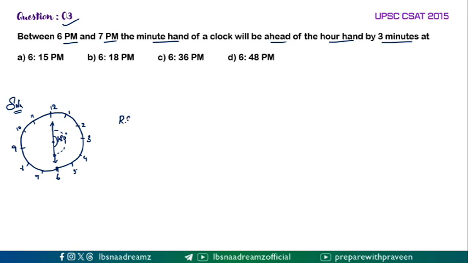So using the relative speed formula, we saw that the speed of the minute hand with respect to the hour hand is equal to 11 by 2 degrees per minute, right? So consider the hour hand is not moving, then the minute hand will have to move 180 degrees to coincide with the hour hand, right? So time taken will be, time is equal to distance by speed. So distance equal to 180 degrees by speed is equal to 11 by 2. So 360 by 11.